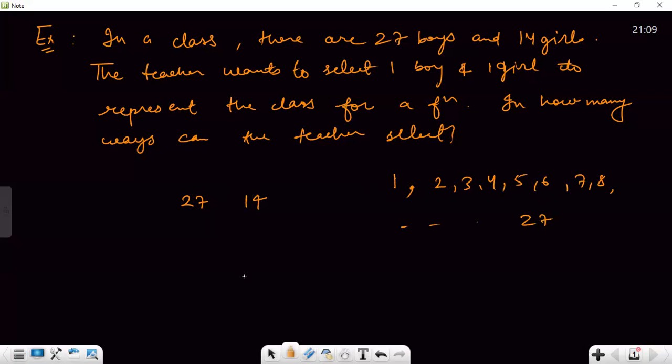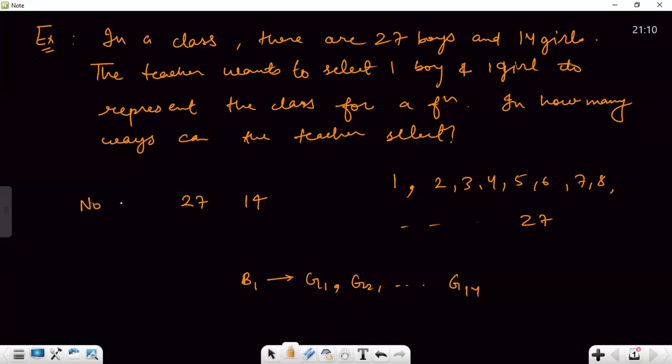Let's say boy with chest number 1 can have girl number 1 as his team member, or girl 2, and so on. How many girls are there? 14. So with B1, there are 14 options. With B2, there are 14 options as well. So for making a team, the tasks of selecting a boy and a girl are interdependent on each other. So it's a dependent task.